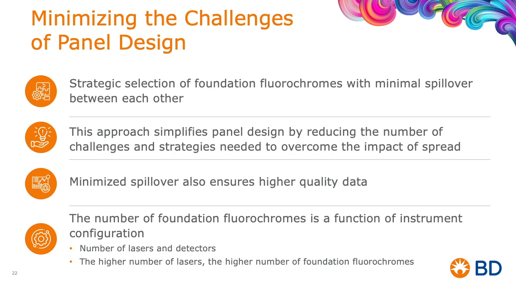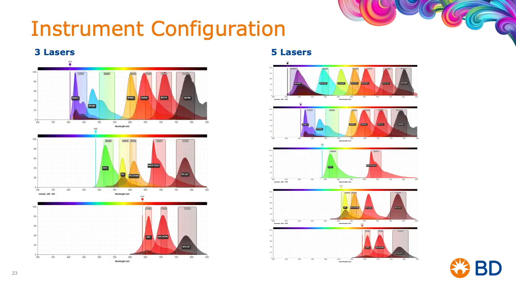And what is really important to understand is that the number of foundation fluorochromes is a function of instrument configuration, the number of lasers and detectors that we have, and as I will show in a couple of slides, the higher the number of lasers, the higher the number of foundation fluorochromes, which brings us back to the benefit of a 5-laser configuration. So we are going to compare here, side by side, a 3-laser configuration on the left, which usually can take us up to 12 colors, and a 5-laser configuration on the right.